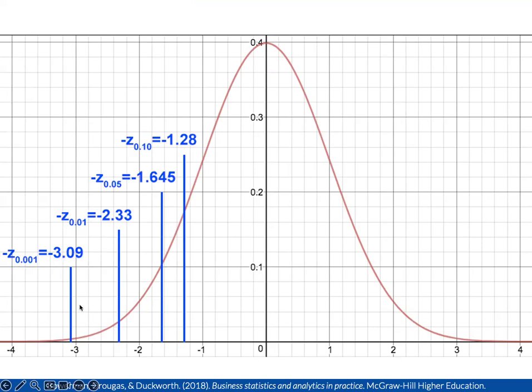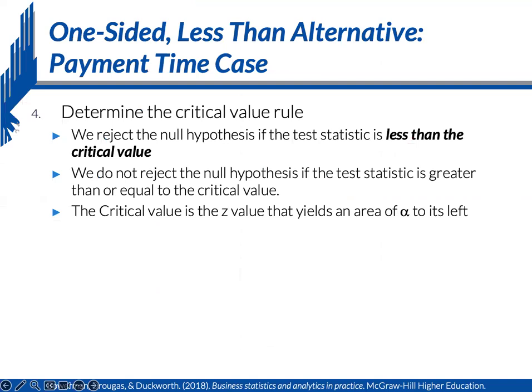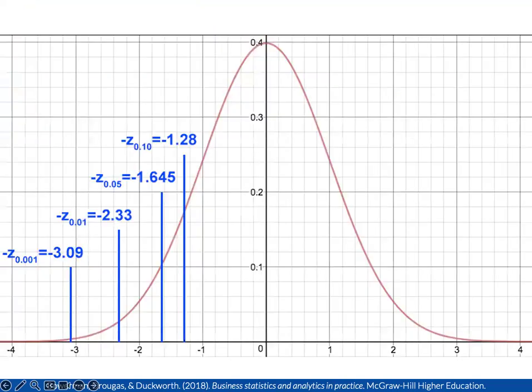If you compare these to the critical values we had earlier, the only difference is the sign. These are negative because, again, this is a one-sided less than alternative. The absolute values of the z-scores are the same because the values of alpha that we are using are the same as the ones we used earlier. So these are now the values that we will compare to the test statistic that we will compute.